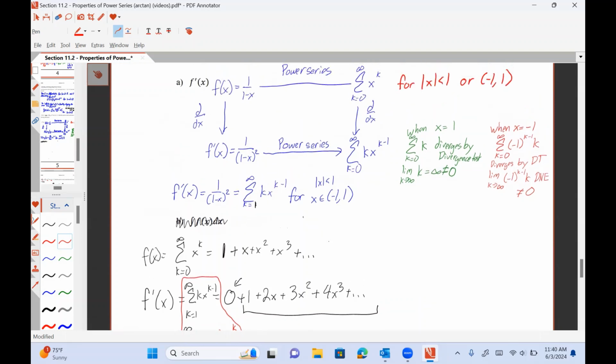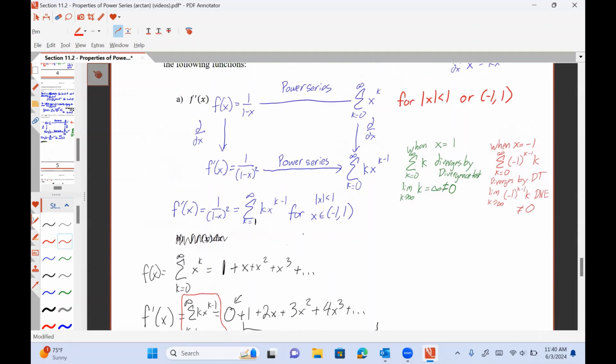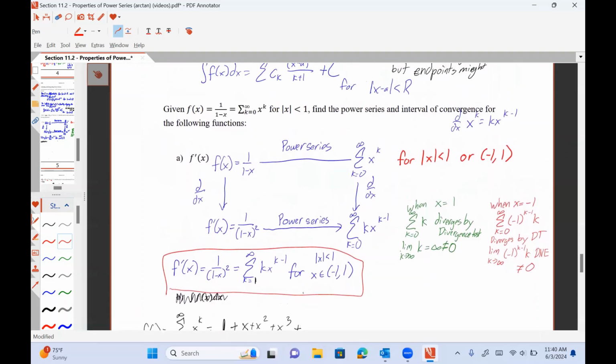So our derivative series is this k equals 1 to infinity, k x to the k minus 1. The interval and endpoints still apply whether we start at 0 or we start at 1, meaning those bounds or the endpoints still don't change. So here is our formal derivative power series for 1 over 1 minus x.